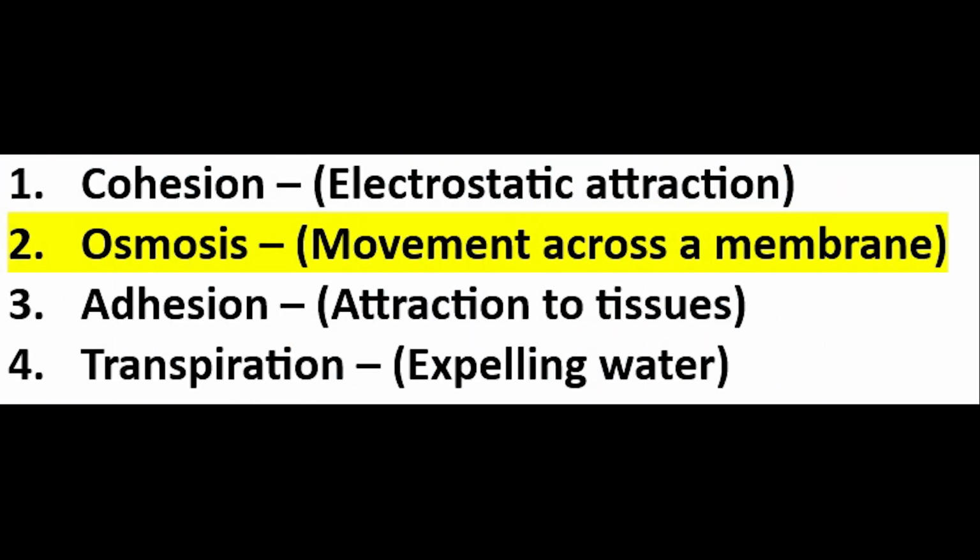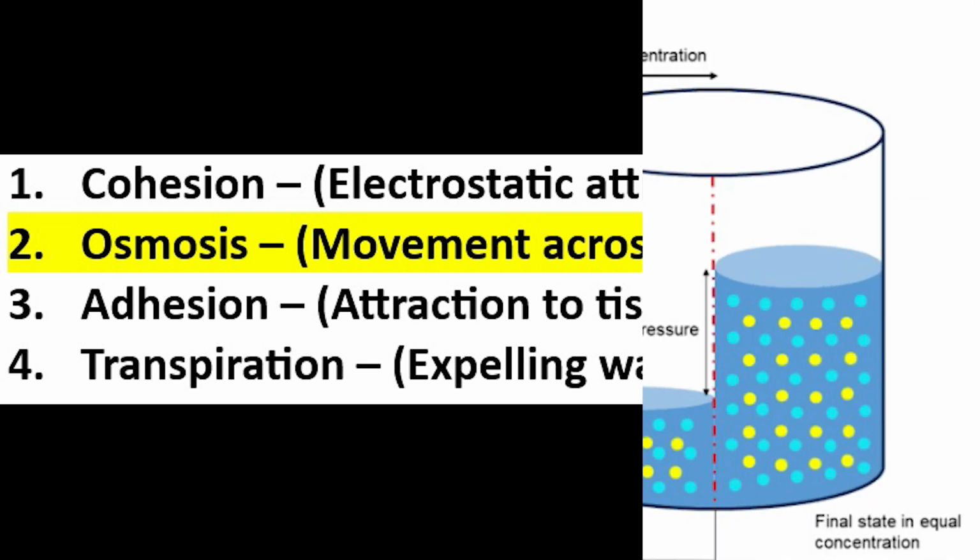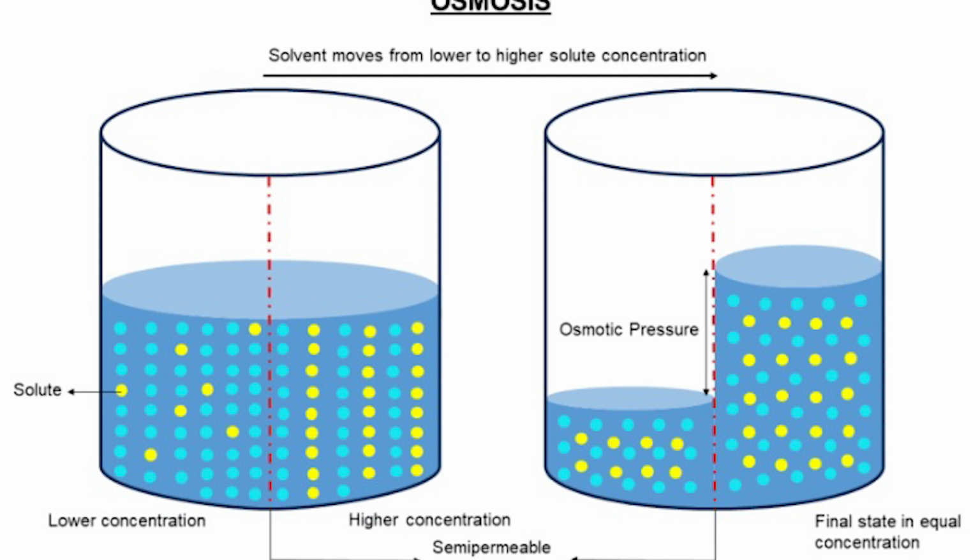The next phenomenon is osmosis. Osmosis is the water movement across a membrane. It's the main mechanism in which water, a solvent, enters tree roots. Osmosis describes the motion of water across a membrane. The outer tissue of the tree roots is essentially a semi-permeable membrane.